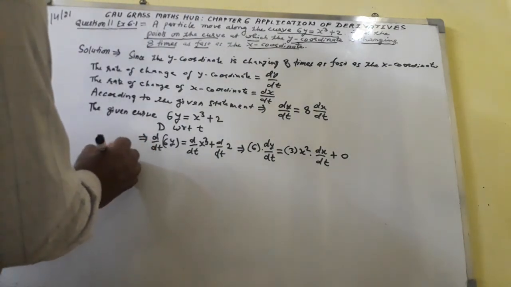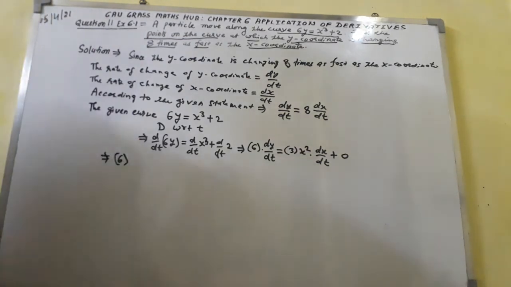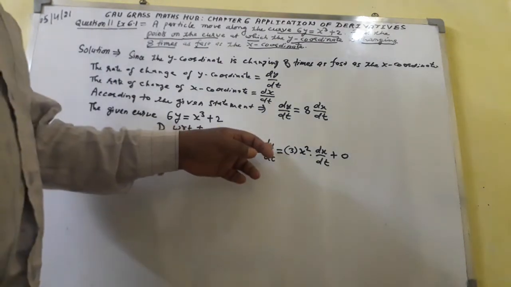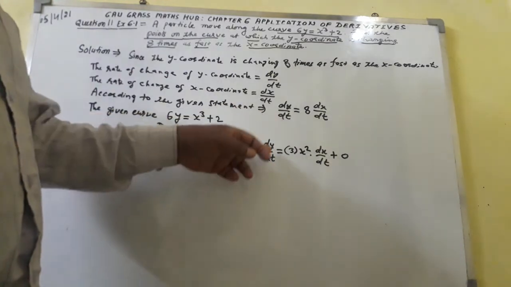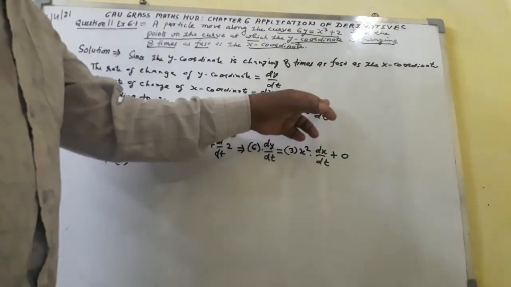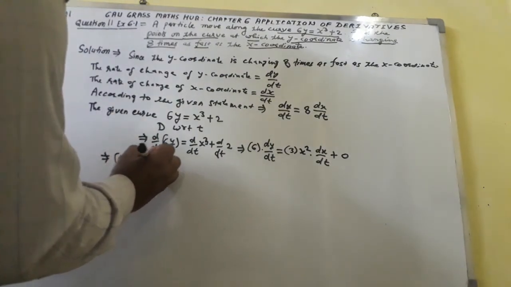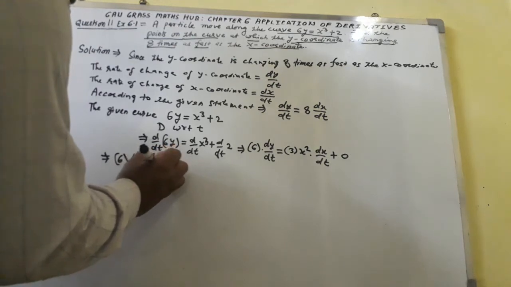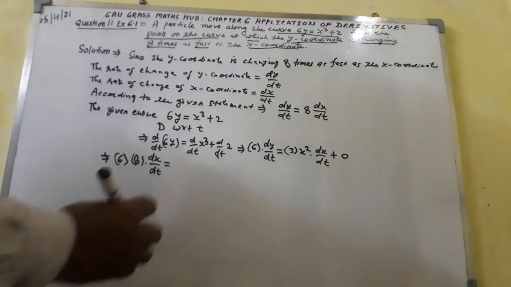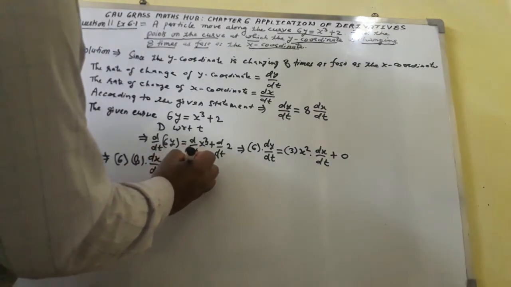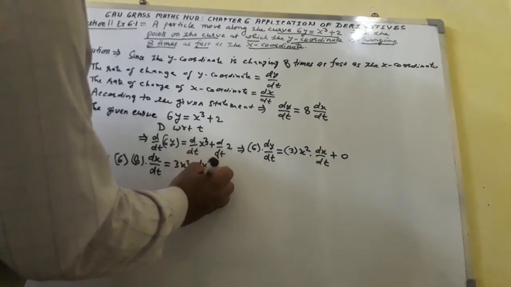So here I shall write again 6, and in place of dy over dt, I shall write 8 dot dx over dt. So here I shall write 8 dot dx over dt equal to 3 x square dot dx over dt. This thing we have got.